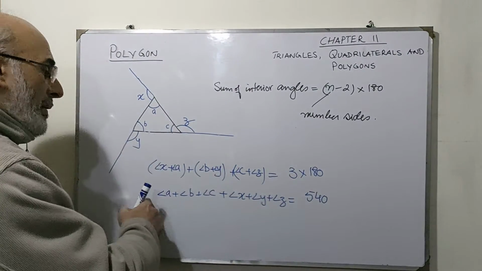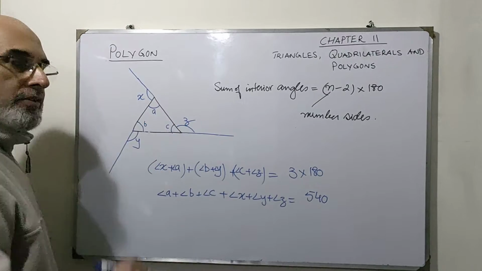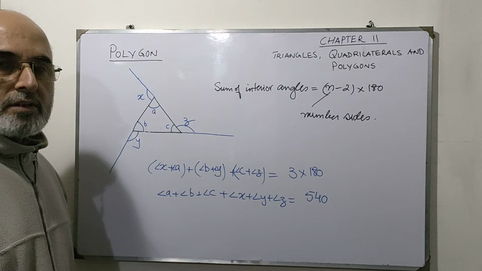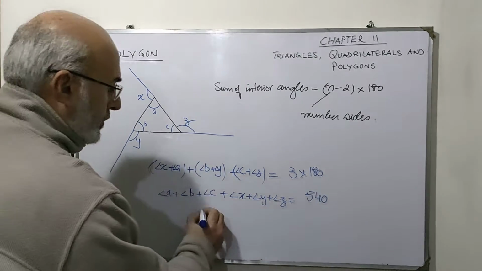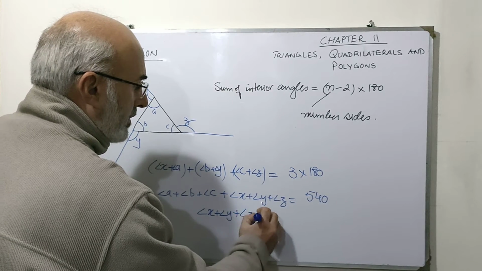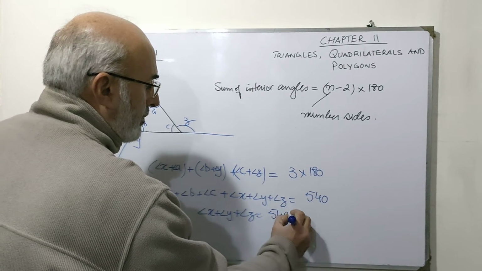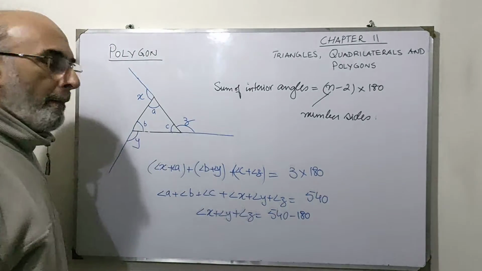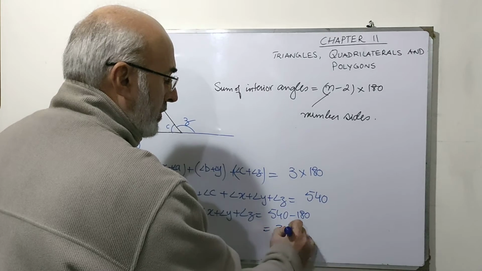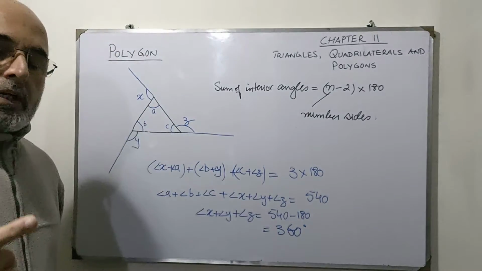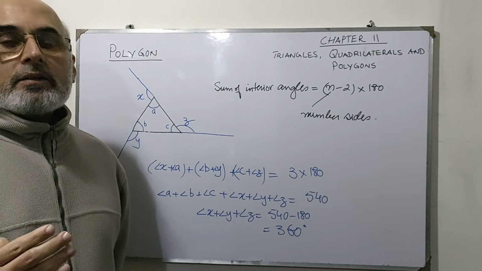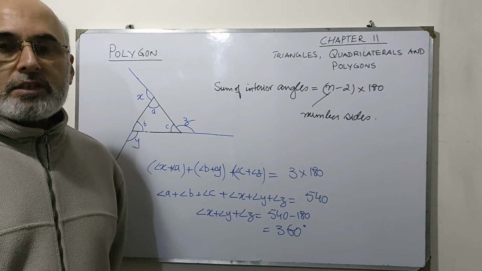Okay now, but we know that since it's a triangle, the sum of the interior angles is 180, right? So angle X plus angle Y plus angle Z is equal to 540 minus 180, which is equal to 360 degrees. So in case of a triangle, the sum of exterior angles is equal to 360 degrees, right?